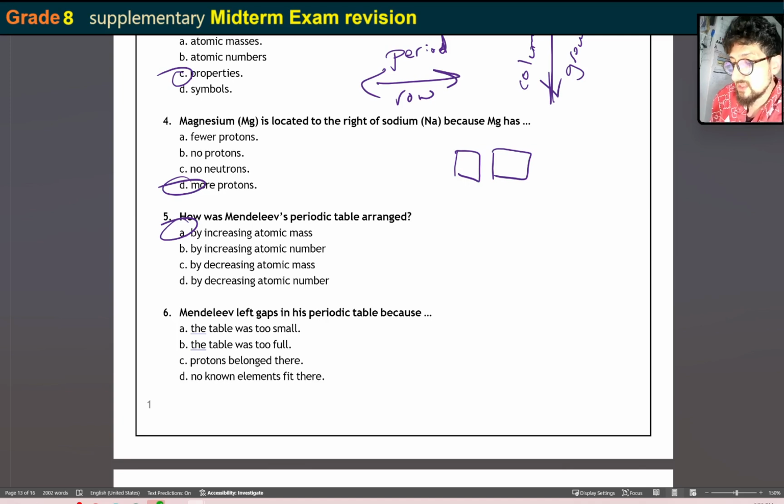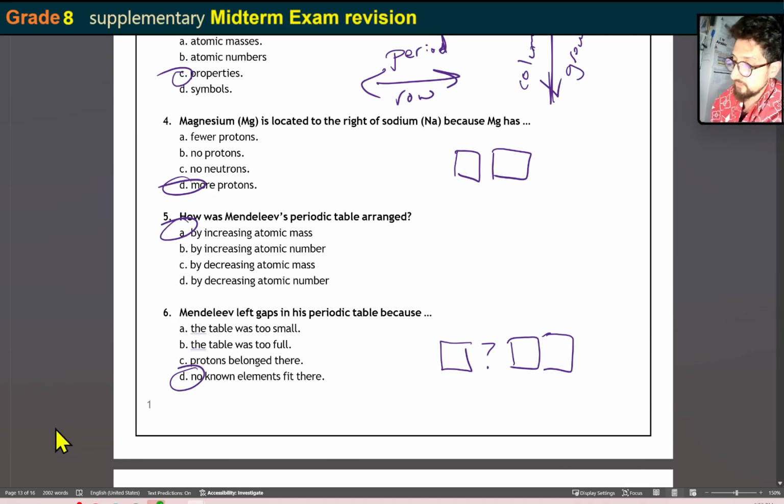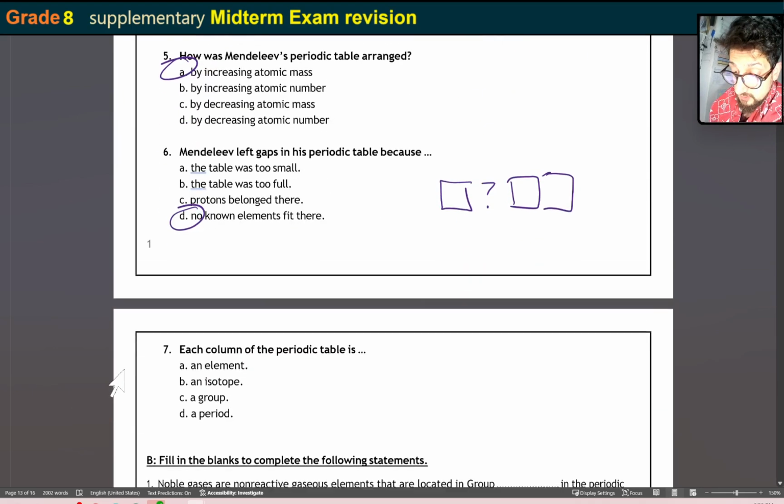Mendeleev left gaps in his periodic table because he knew there were supposed to be some elements in there that we hadn't discovered yet. So instead of putting in random stuff, he just left gaps because he knew that none of the elements we had at the moment could fit, but in the future there would be some elements that would fit in there. He was hoping that in the future elements would be discovered that would fit in there. That's why. Okay, moving on.